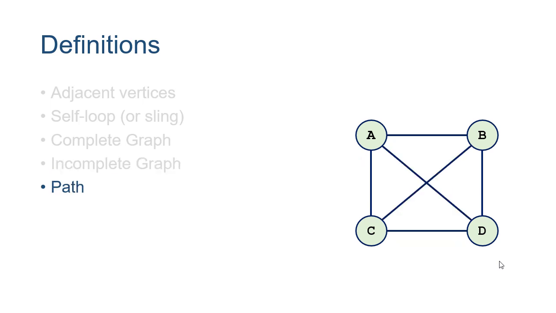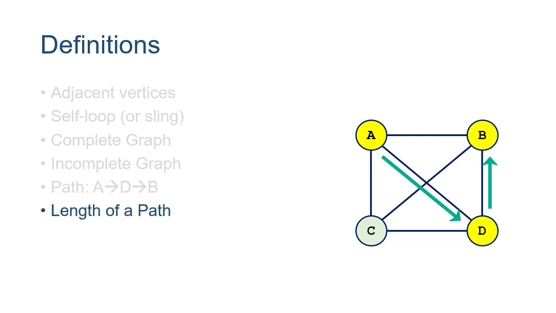Now, a path is a series of edges that connects 2 vertices in a graph. So let's create a path A to D to B, and the length of that path is going to be the number of edges there. So we have 2 edges, the edge AD and the edge DB.